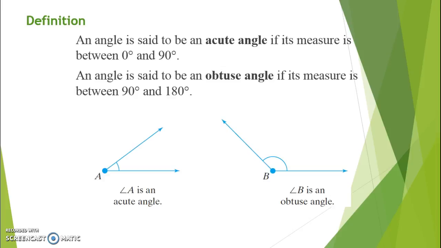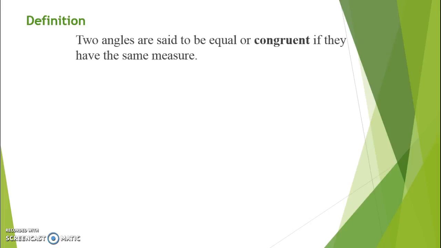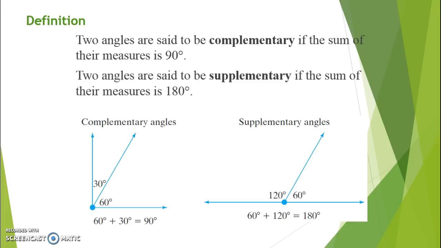Then we're going to look also at complementary and supplementary angles. So what we mean by complementary and supplementary means if they add up to equal something, okay? So if two angles are the same, they're considered to be congruent. If they add up to equal 90, they're complementary. And if they add up to equal 180, they're supplementary.